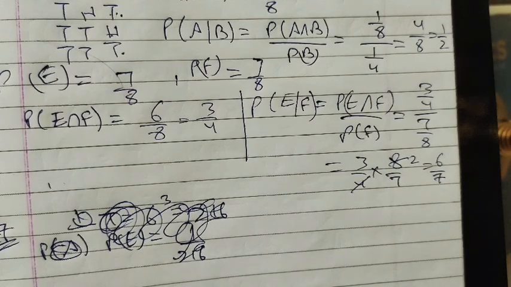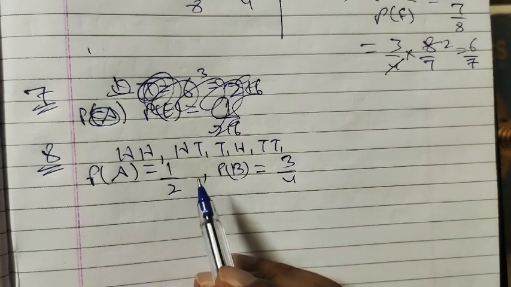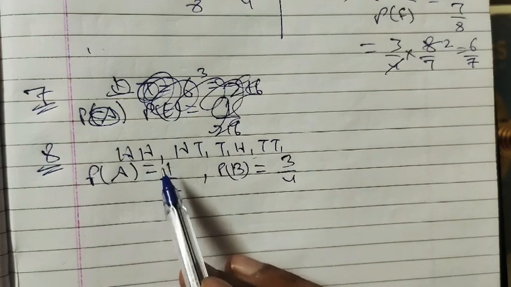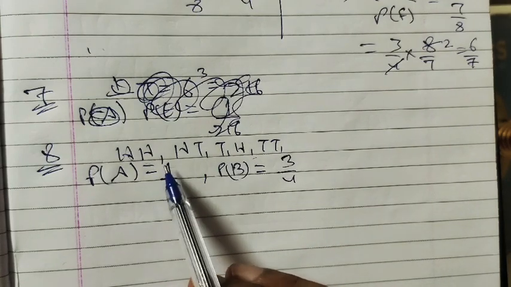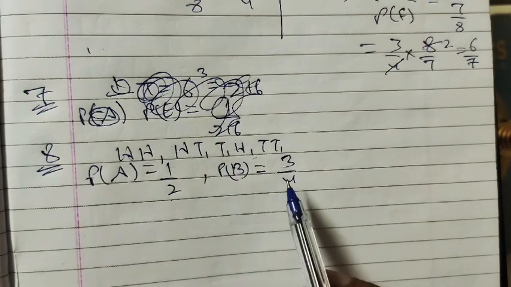Okay, so now next part. A coin is tossed twice and 4 possible outcomes are assumed to be equally likely. A is an event that both head and tail have appeared. So these are all the possible outcomes. So both head and tail are 2 possible outcomes. So 2 upon 4 is 1 upon 2.